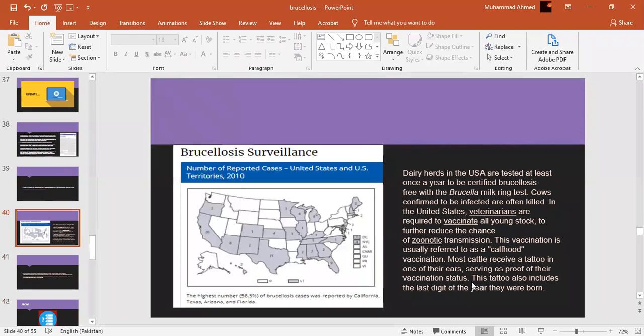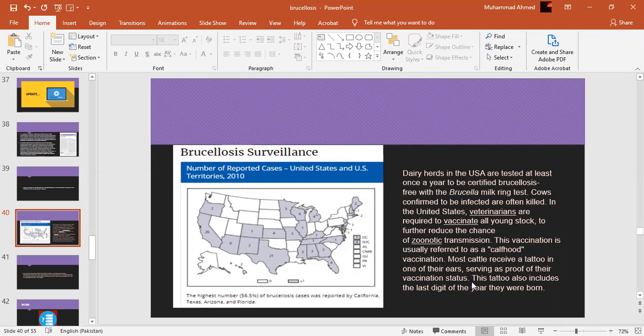Then this surveillance was done in 2010 in the US, and according to it, the highest number of brucellosis cases, 56%, was reported by California, Texas, Arizona, and Florida. Now, dairy herds in the USA are tested at least once a year to be certified brucellosis free with the Brucella milk ring test. Cows confirmed to be infected are often killed.